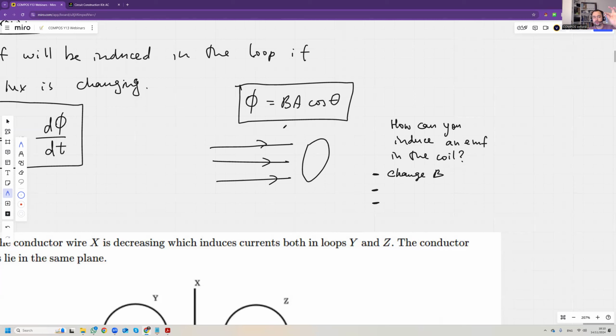What else can you do? Yes, change the area. Change area, or change the angle. Change theta. Usually that means rotate. If you rotate the coil, that will induce an EMF in the coil.